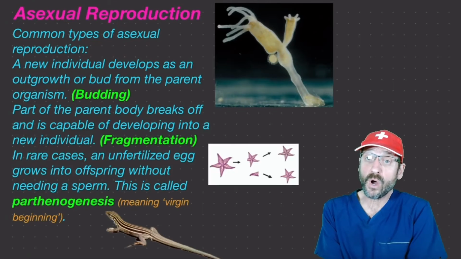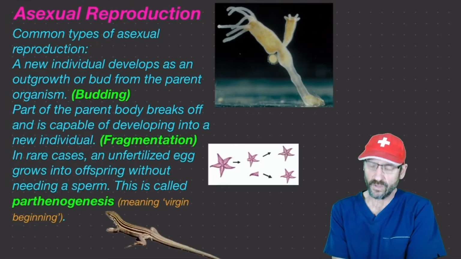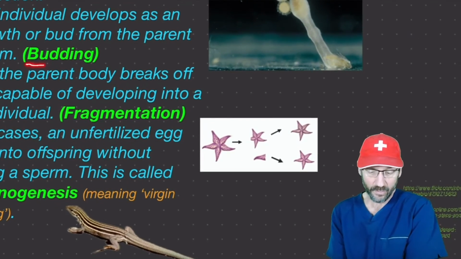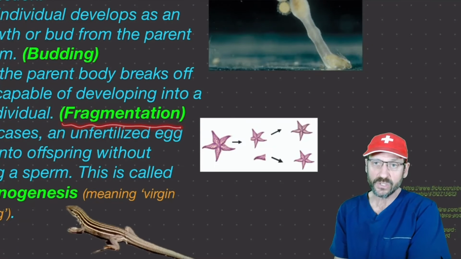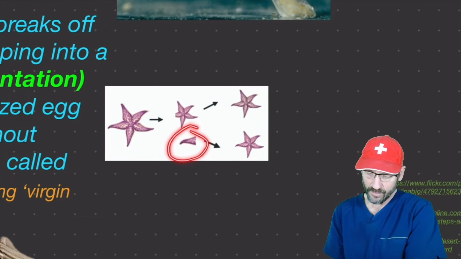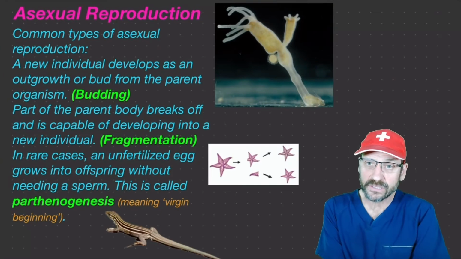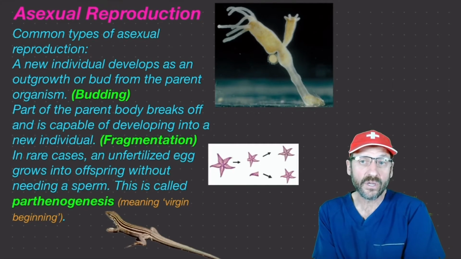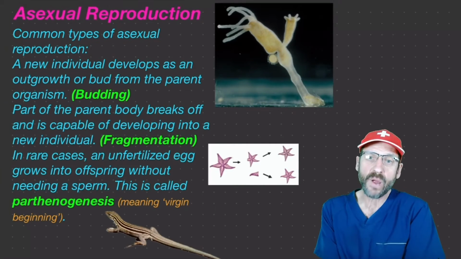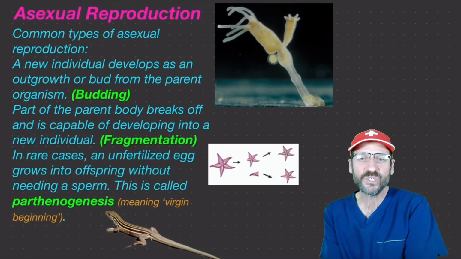Parts of the parent body can also break off, and that part is then capable of developing into a new individual. We call that fragmentation. The first one we call budding, up here. The second one is fragmentation. You can see that here with the starfish, where a part is falling off, and that part becomes a new starfish, a new individual. In rare cases, an unfertilized egg grows into an offspring without needing a sperm. This is called parthenogenesis, and it means virgin beginning.